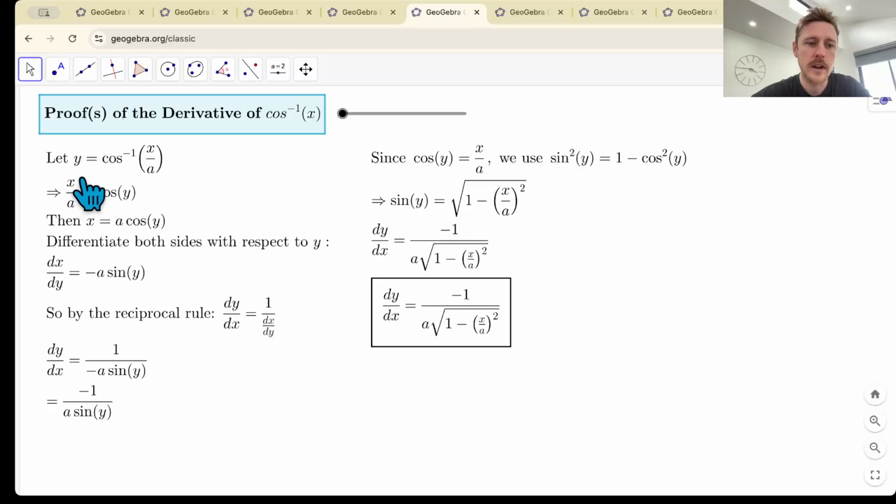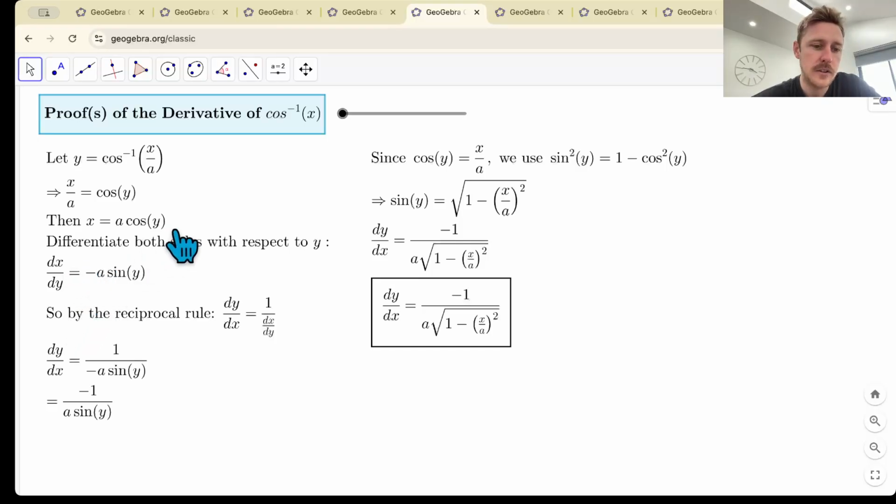So if we've got y equals cosine inverse of x on a, so remember that x over a represents a dilation by a factor of a from the y-axis. And so if we take cosine of both sides, we're going to get cosine y equals x on a, just by doing the same thing to both sides. So then, by just rearranging, we get x equals a cosine y. All right, now differentiate both sides with respect to y. So we're actually finding dx/dy.